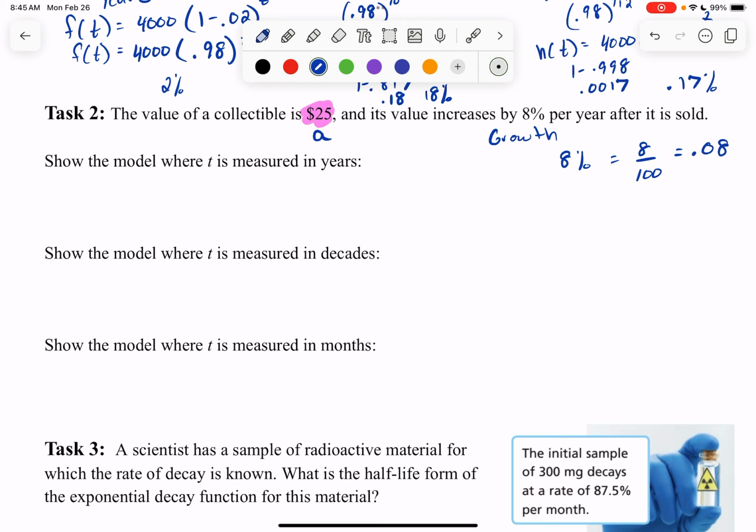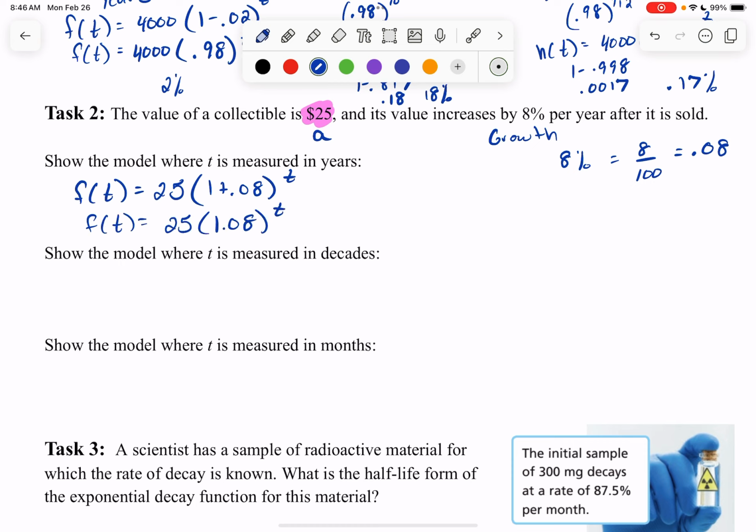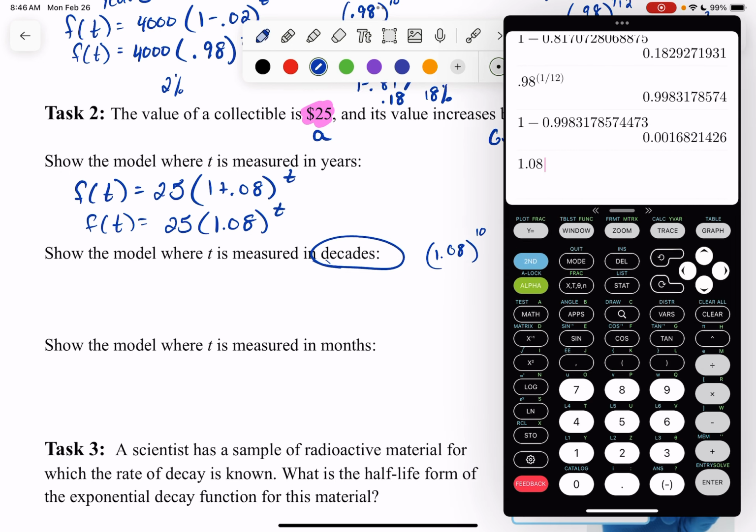So show the model where t is measured in years. Okay, so this is just our general function. f of t would equal the initial value of 25 times 1 plus 0.08 to the t. So my function ends up being 25 times 1.08 to the t. So there it's measured in years. Measured in decades, I would need to take my 1.08 to the 10th. So I take my 1.08 to the 10th, and I get 2.15.